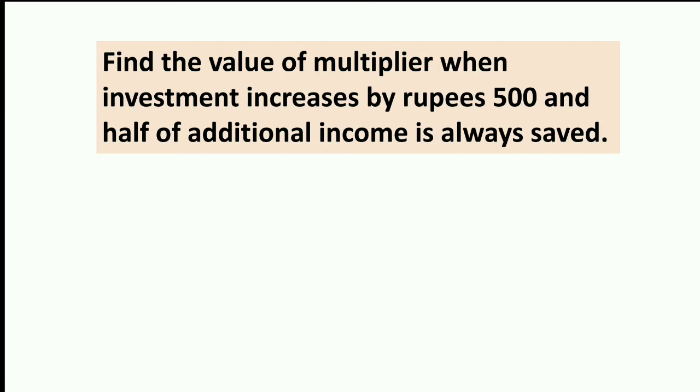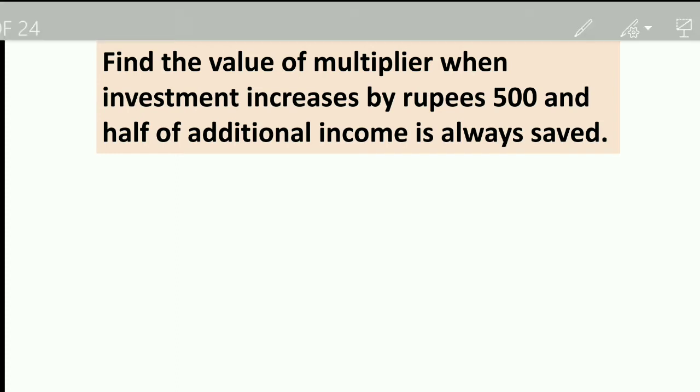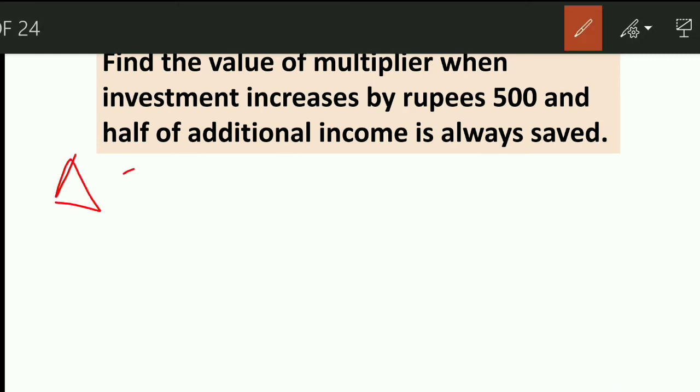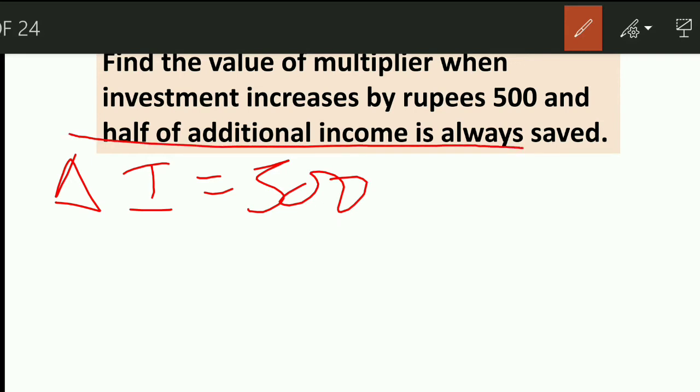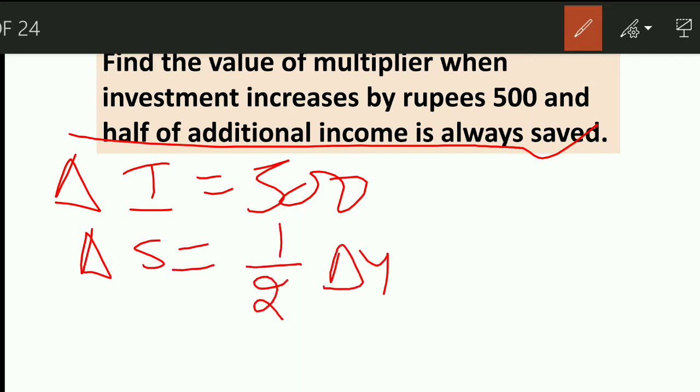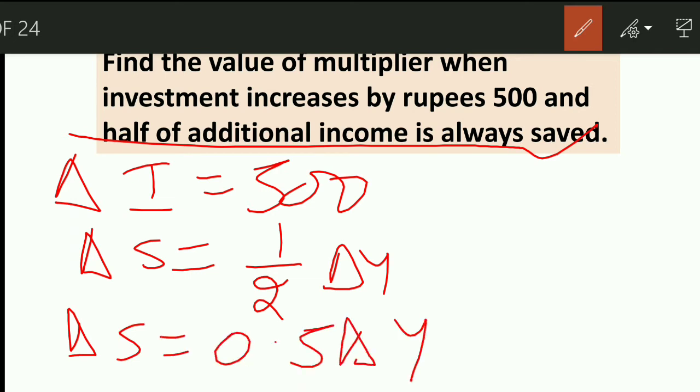Okay, now coming to the next question, it says find the value of multiplier when investment increases by rupees 500 and half of additional income is always saved. So it is telling us that the increase in investment, that is delta I, is equal to 500 and half of the additional income is always saved. Now what does it mean? It means that saving is equal to half of the additional income, or you can say that the MPS is equal to 0.5, that is half of additional income.